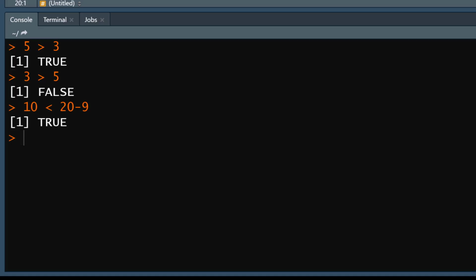What if I were to ask R, is 10 less than 20 minus 10? In this case, 20 minus 10 is 10, which is equal to the left-hand side. This is a less than sign, so that means I get a FALSE.